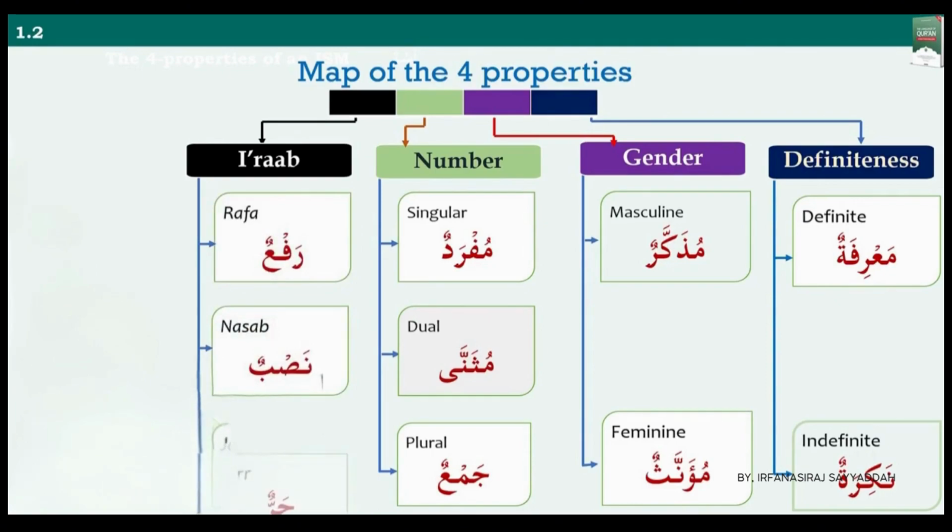These are the 3 options. Please note, don't worry about the terminology. We will use short form. D for definite, I for indefinite, M for masculine, F for feminine, and singular, S, D, and P, dual and plural. And for rafa, we're going to use up arrow or R. For nasab, straight arrow or N. And for jar, we'll use J. That's all you need to note for now. Please don't be frightened. Just make a note of this.